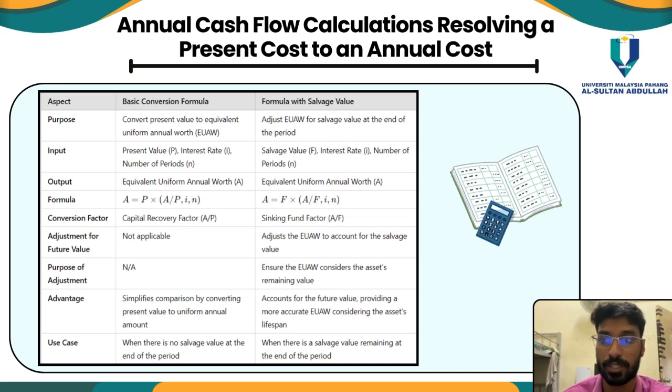As for the formula, the basic one, without the salvage value, doesn't have the sinking fund factor, which is the F. As for the salvage, we do have the sinking fund factor. The advantage of the basic conversion formula is to simplify the comparison by converting present value to uniform annual amount. As for with the salvage value, it accounts for the future value, providing a more accurate EUAW considering the asset's lifespan. So for which case, the basic formula is used when there is no salvage value at the end of the period. And the formula with salvage value is used when there is salvage value remaining at the end of the period.